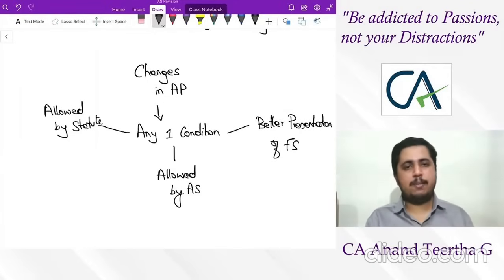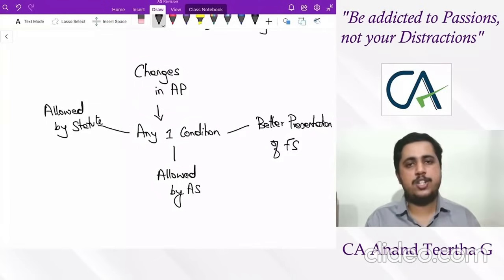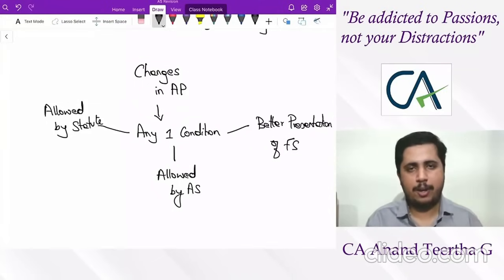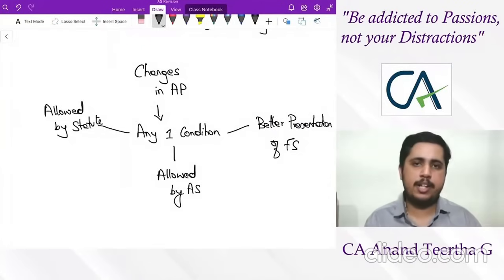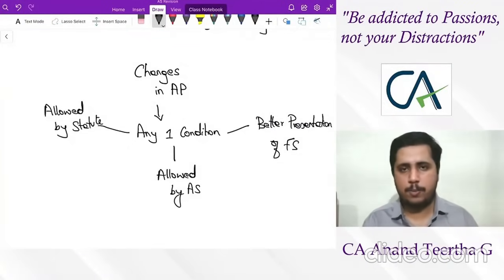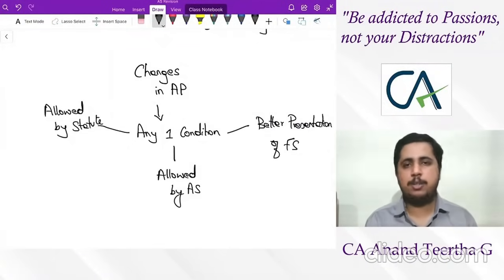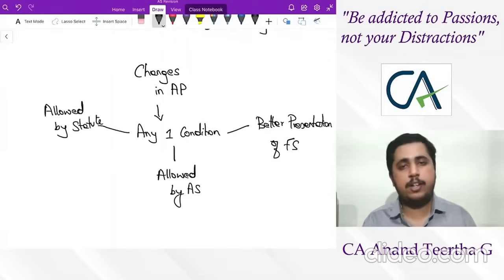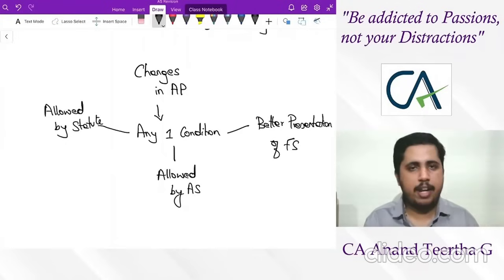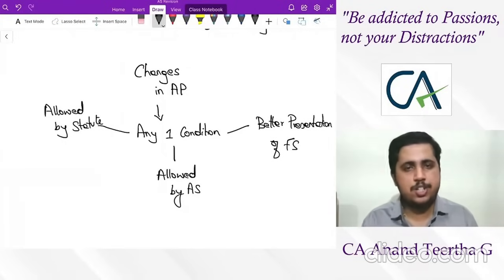So if AS comes into the picture and tells that these changes should and must be done, then there is no option, you have to do it. If company's law comes and tells that you have to do it, you don't have an option, then do it. But the last one is decision making, whereby management has to take a decision saying that if at all it leads to a better presentation, we will allow it to change. Otherwise, it's not allowed to be changed. So any one of these conditions should be satisfied.